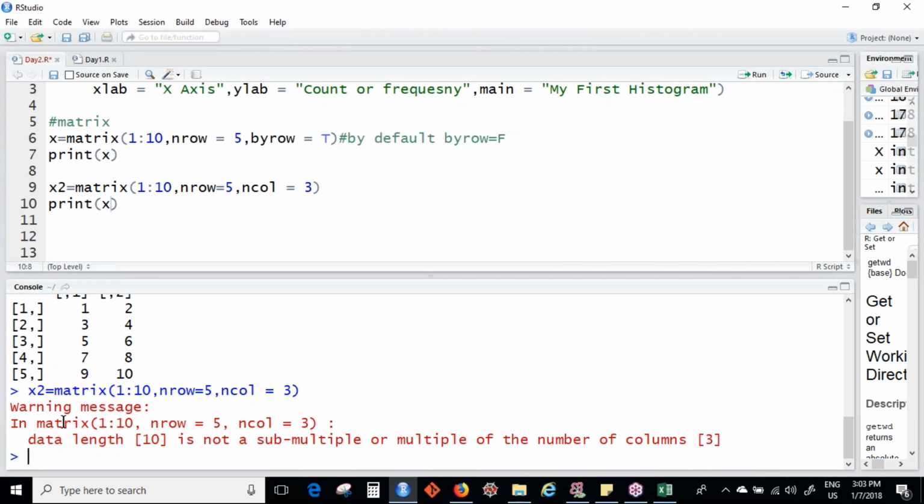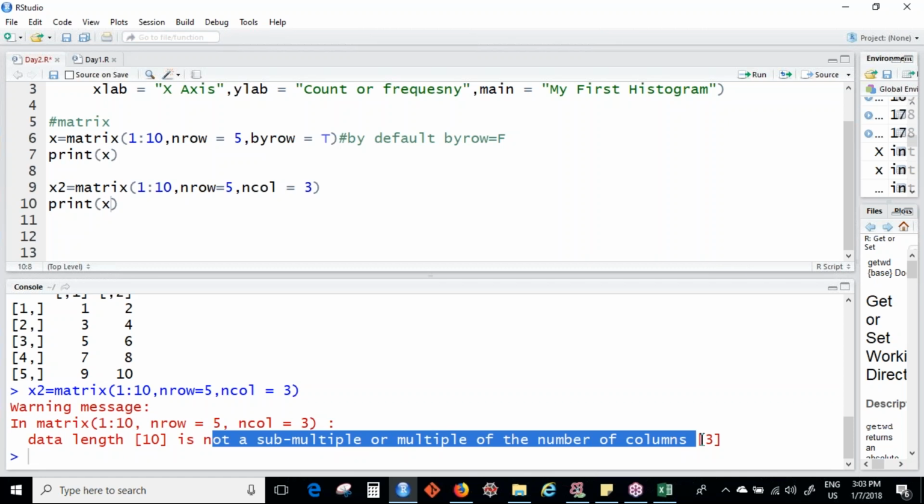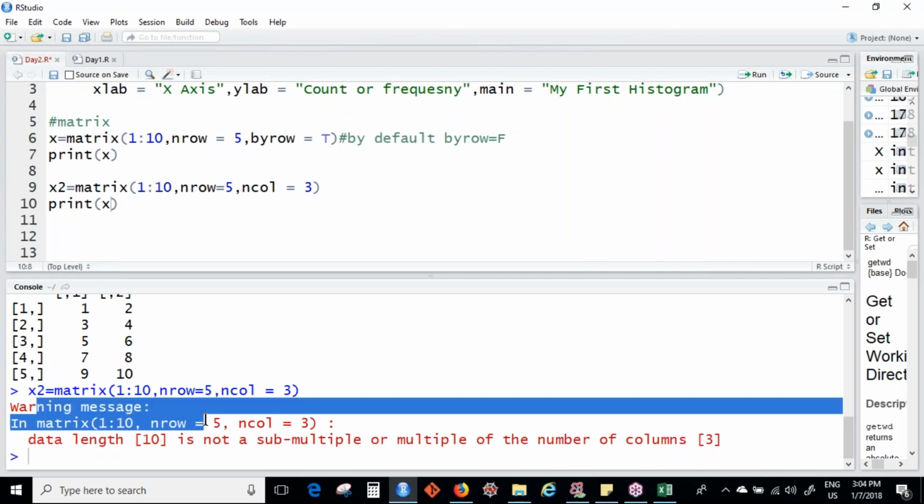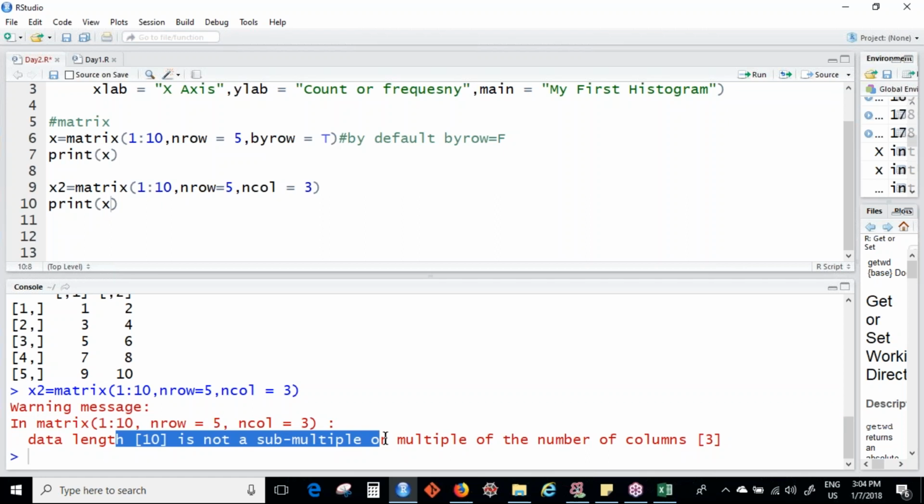The warning message in matrix says the data length is 10, which is not a sub-multiple or a multiple of the number of columns. So whatever we expected has happened, but the code ran, and it is trying to warn us that you are doing something which might be wrong. So R is trying to warn us, but it is not throwing an error. So let's see what happens if we print.